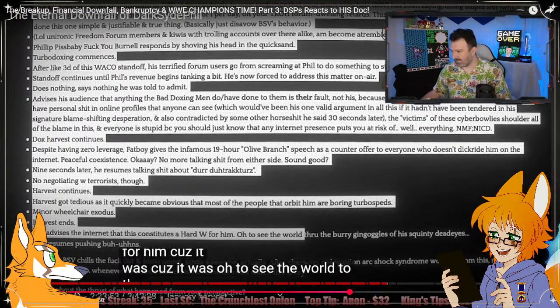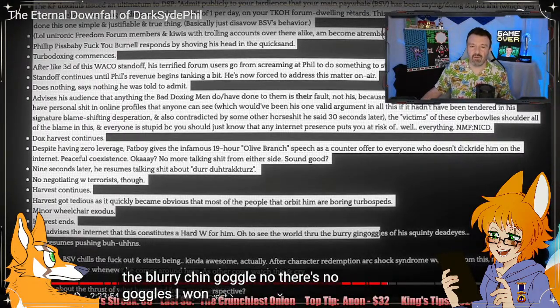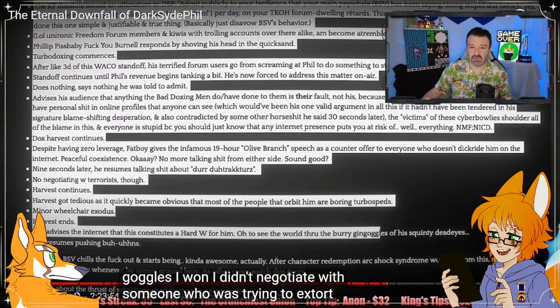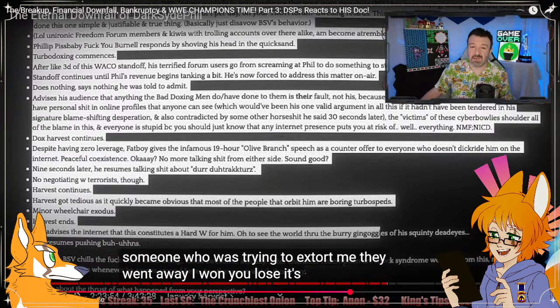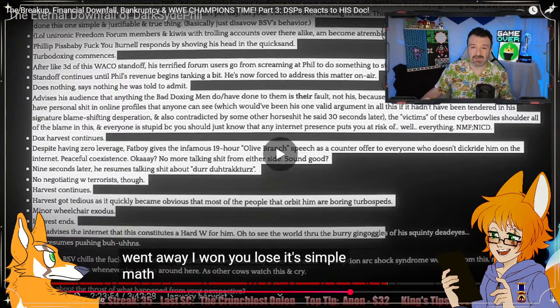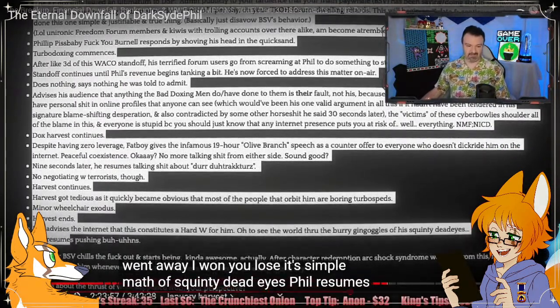Oh, to see the world through the blurry Jane goggles. No, there's no goggles. I won. I didn't negotiate with someone who was trying to extort me. They went away. I won. You lose. I mean, no one lost except for you because you're the one who lost fans. We don't care. Simple math. Of squinty dead eyes. Phil resumes pushing buttons.